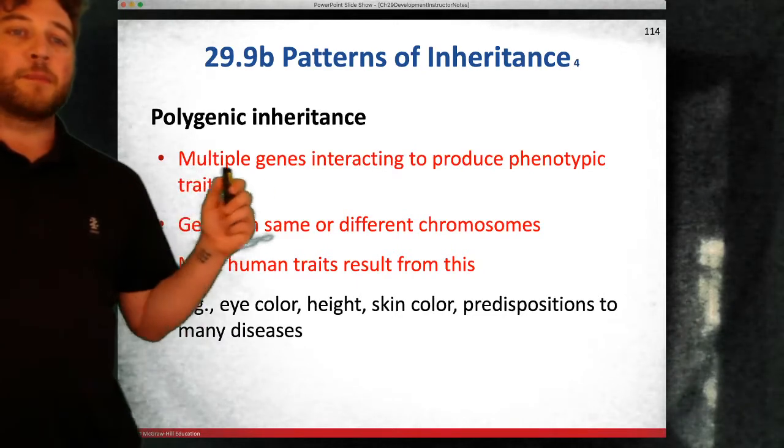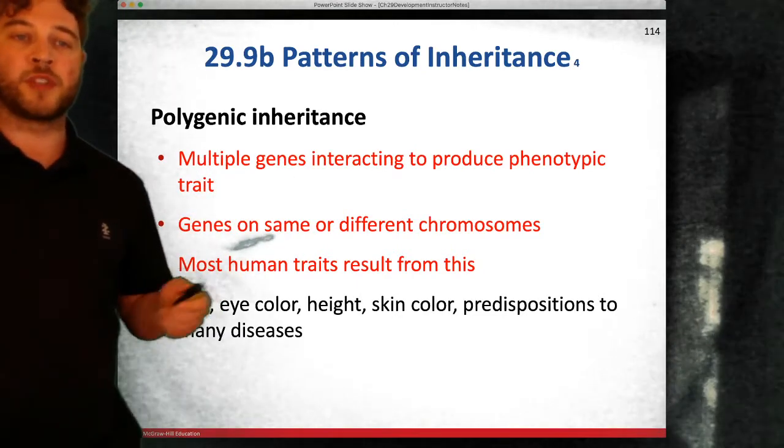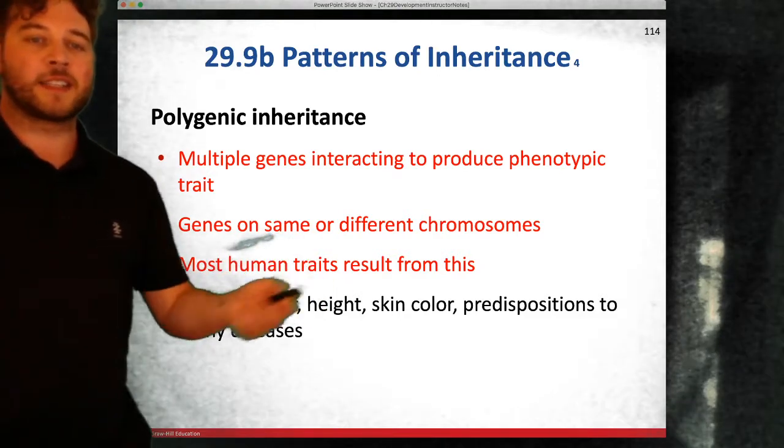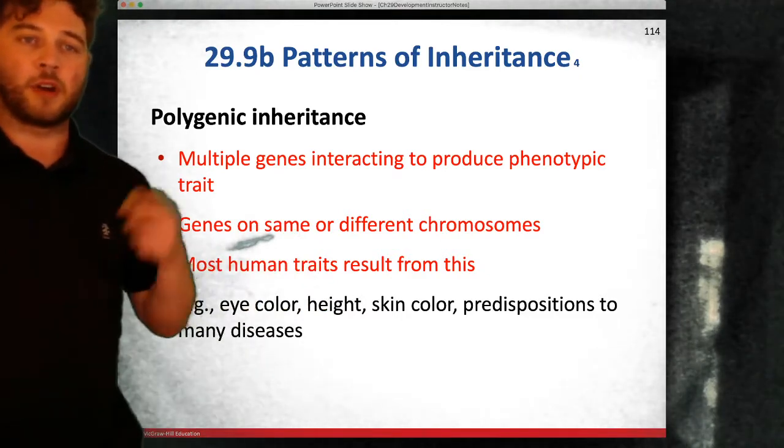Polygenic inheritance is multiple genes interacting to produce a phenotypic trait. Most of our traits result from this. Genes on the same or different chromosomes determine eye color, height, skin tone, and predispositions to many diseases through polygenic inheritance.